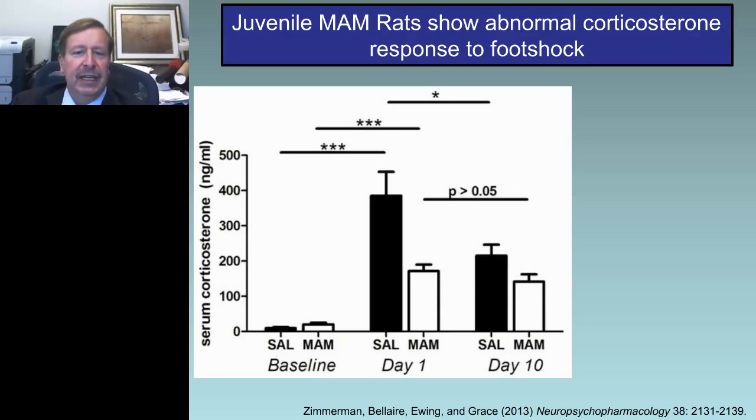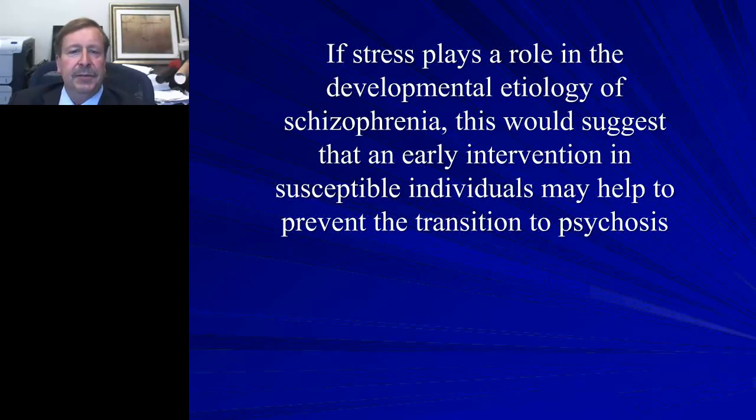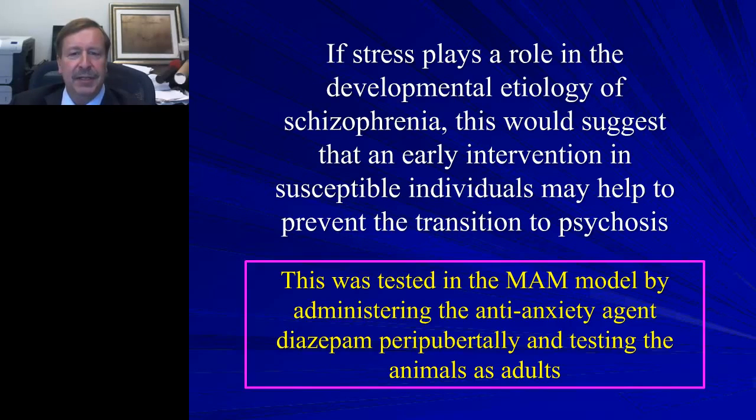a change. Now, this is significant because cortisol release is necessary in order to mount a homeostatic response. If there's no cortisol, blunted cortisol activation, you're not going to be able to mount a homeostatic response. So MAM rats also show this abnormal homeostatic response to stress. If stress plays a role in the developmental etiology of schizophrenia, this would suggest an early intervention in susceptible individuals may help to prevent the transition to psychosis.